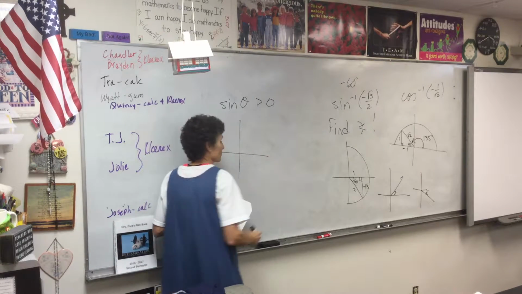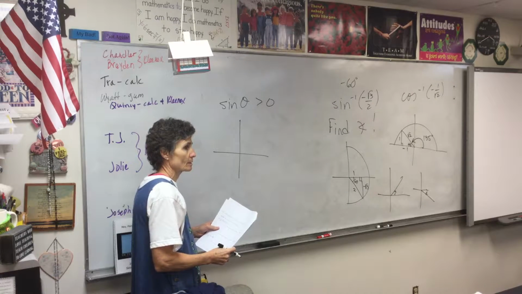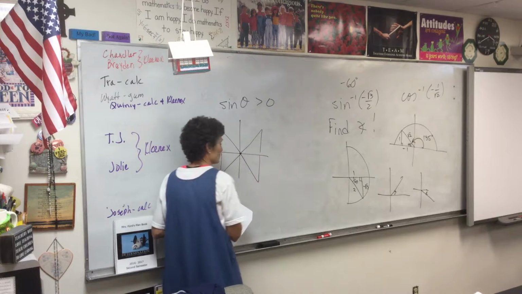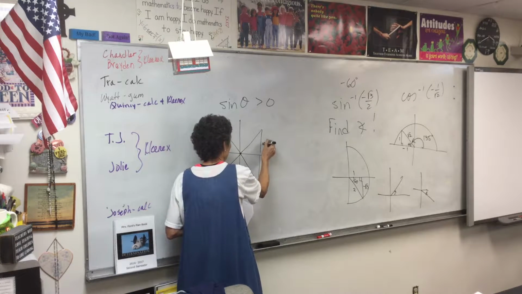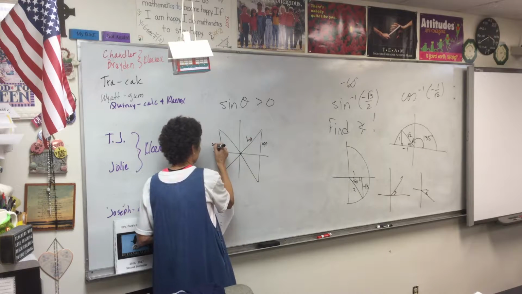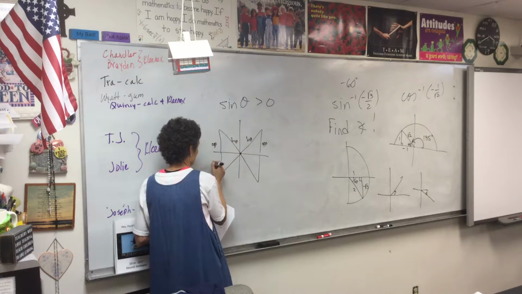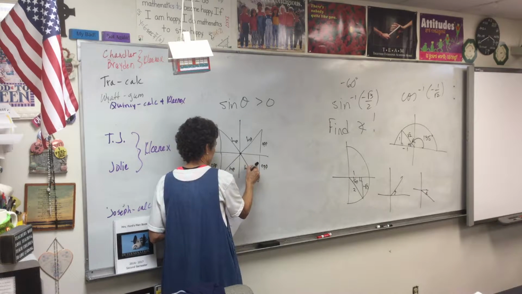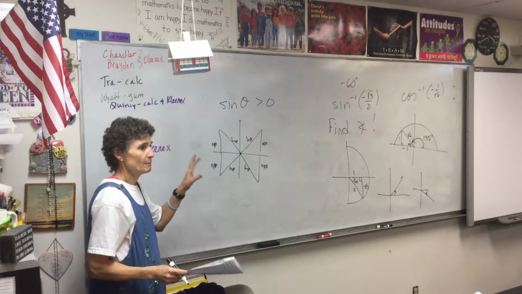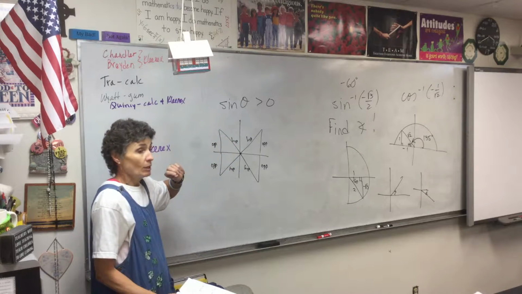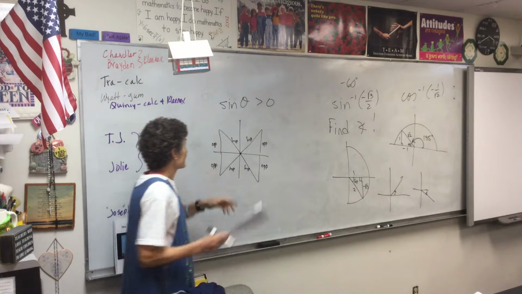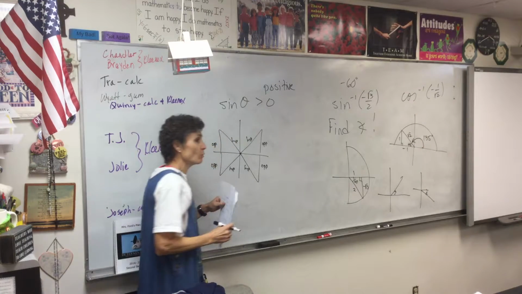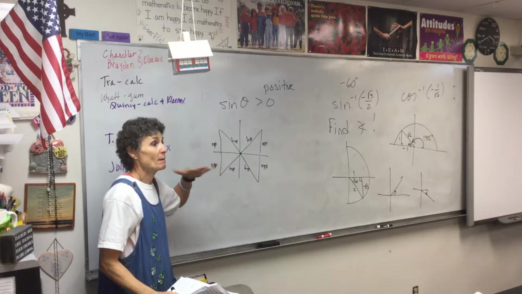So if we think about that for a second, think about your triangles. Sine would be opposite over hypotenuse, right? Now, where could it be? Anywhere in that picture, where could it be that the sine is positive? That's what greater than 0 means. So where will opposite over hypotenuse be a positive number?